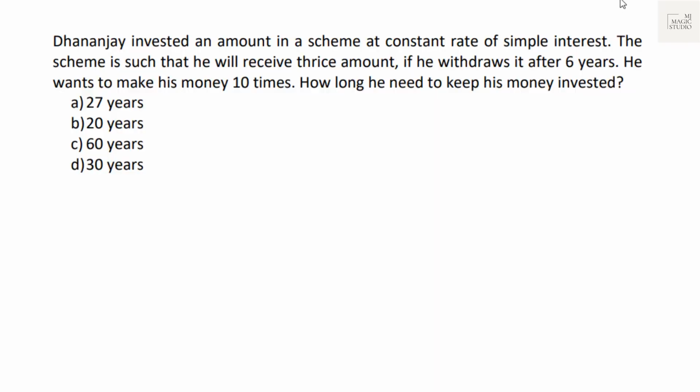Next one, Dhananjay, on your screen. Dhananjay invested an amount in a scheme at a constant rate of simple interest. The scheme is such that he will receive thrice the amount if he withdraws it after 6 years. That means money will become 3 times in 6 years. And he wants to make his money 10 times. How long does he need to keep his money invested? He needs to keep it for X years.